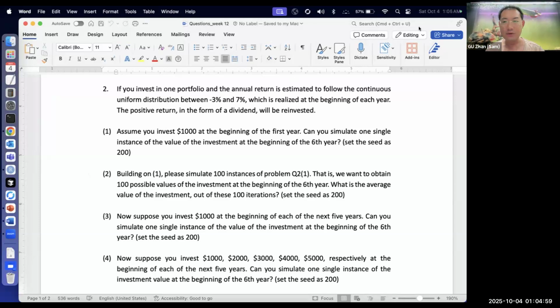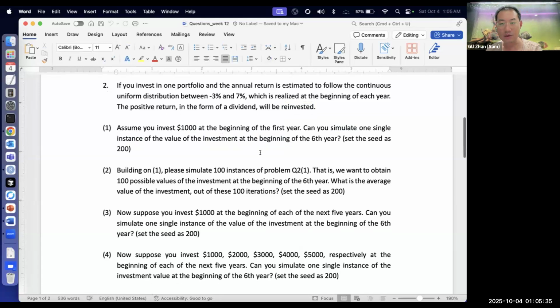Okay. So if you invest into one portfolio with annual return estimated to follow the continuous uniform distribution between -3 and 7, which is realized at the beginning of each year, the positive return in the form of a dividend will be reinvested. Assume you invest a certain amount at the beginning of the first year. Can you simulate one single instance of the value of the investment at the beginning of the 6th year? And set the seed as 200.